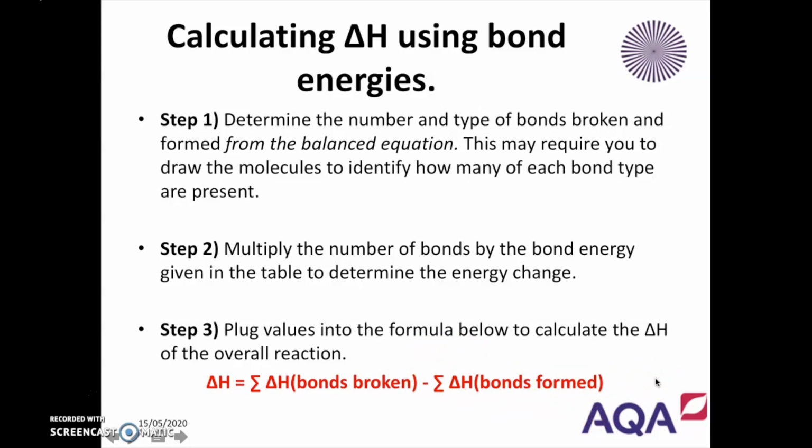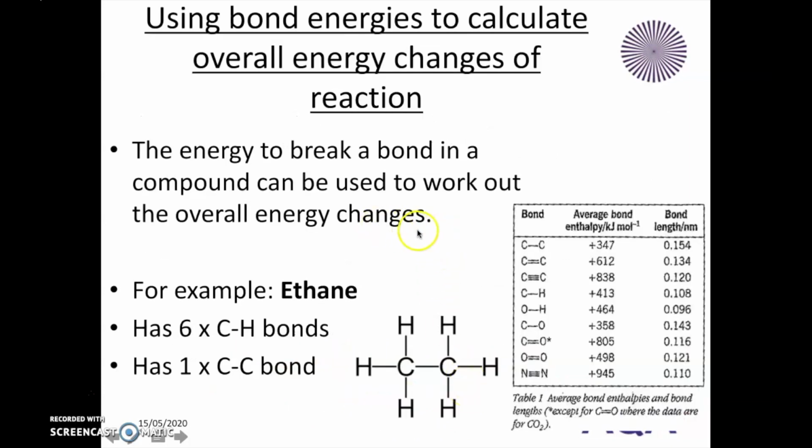First I'm just going to show you how to calculate the delta H of bonds broken or bonds formed. So here's an example. The energy to break a bond in a compound can be used to work out the overall energy changes. For example, ethane. Ethane has this structure: 2 carbons and 6 hydrogens. From this you can see that it has 6 C-H bonds. By C-H bonds, what I mean is there is a line in between a C and a H 6 times. So here's 1, 2, 3, 4, 5, and 6. And it also has 1 C-C bond. So 1 carbon-carbon single bond here.